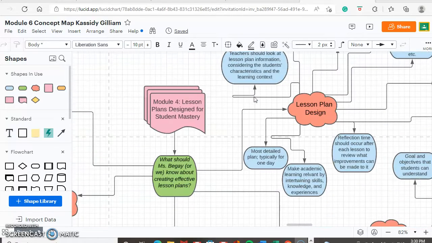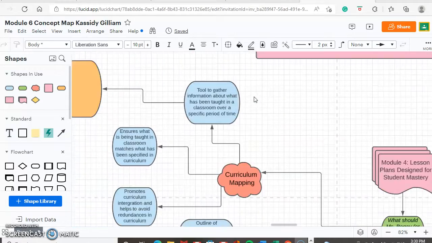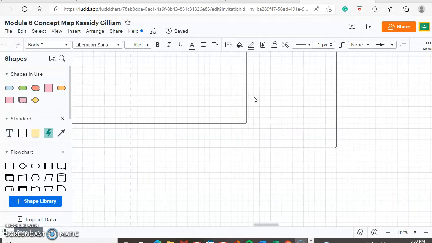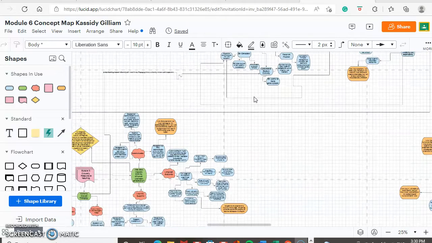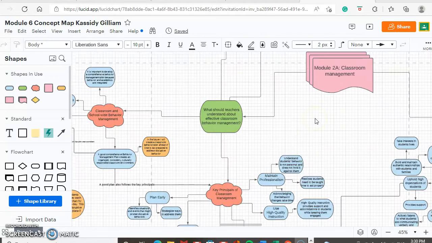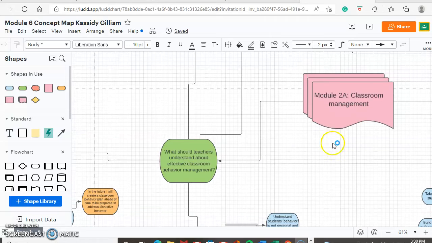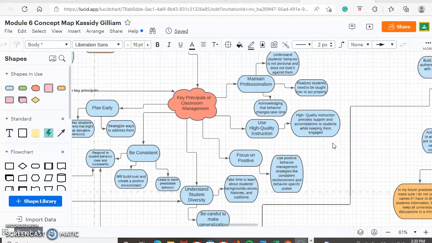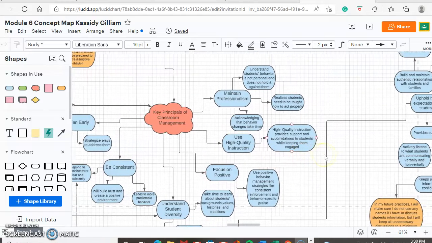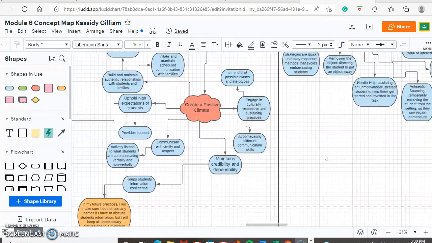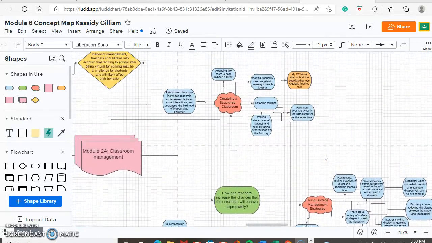So let's scroll back up and get to Module 2 over here. And there we go. Module 2 is about classroom management. Some key principles of classroom management are maintaining professionalism, using high quality instruction, focusing on the positive, being consistent, planning early, and understanding student diversity. Another thing about classroom management is you want to have a structured classroom.